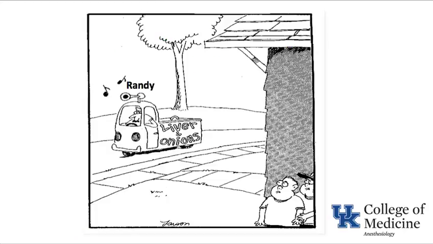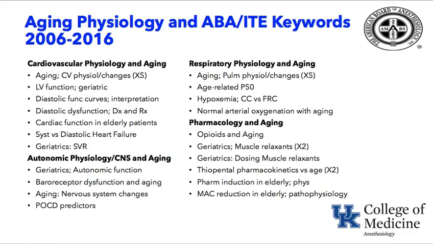For many, the topic of aging, physiology, and pharmacology may be a little bit like me trying to sell you liver and onions. However, if you look at the ABA ITE keywords related to this topic of aging physiology, you can see there's quite a few on cardiovascular physiology and aging, respiratory physiology and aging, autonomic physiology and aging, and then some on the changes that occur pharmacologically, pharmacodynamically and pharmacokinetically with aging.